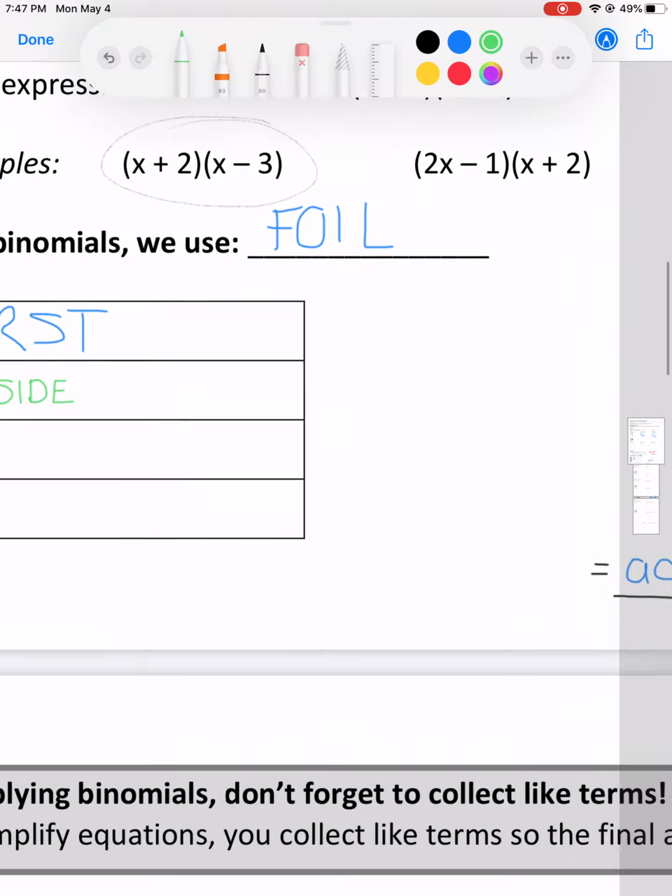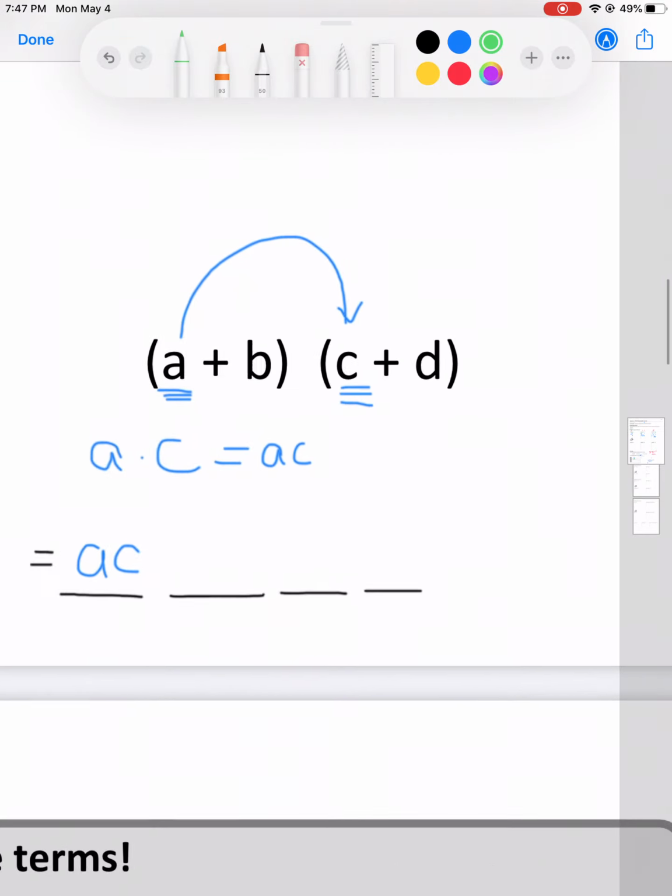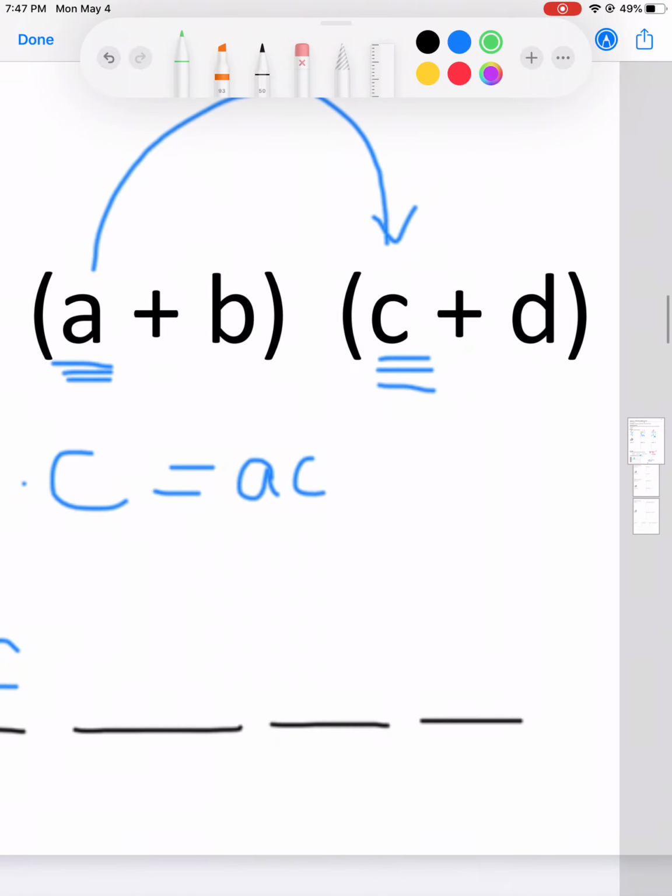Now, what does that mean? I'm going to look at the brackets, and I'm taking the two outside terms. Well, that's this one and this one. See how they're on the outside of the brackets? Yeah, well, that's what that means.